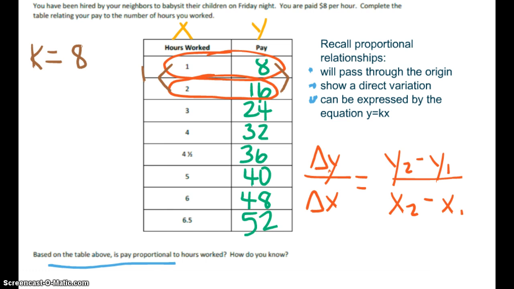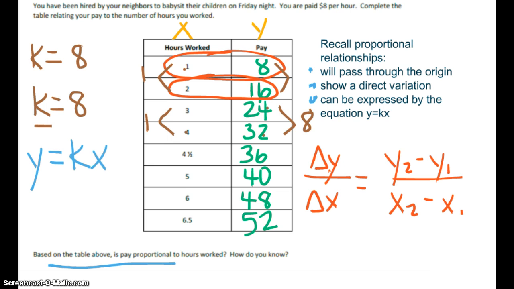Let's pick another 2 points. Let's choose (3, 24) and (4, 32). Our distance here between 32 and 24 is 8, and then between 4 and 3 is 1. So it looks like we do have a consistent proportional relationship between hours and pay. Our slope, or our k, is 8. So if we were to write out this as an equation, we would say that y equals kx, or y equals 8 times x.